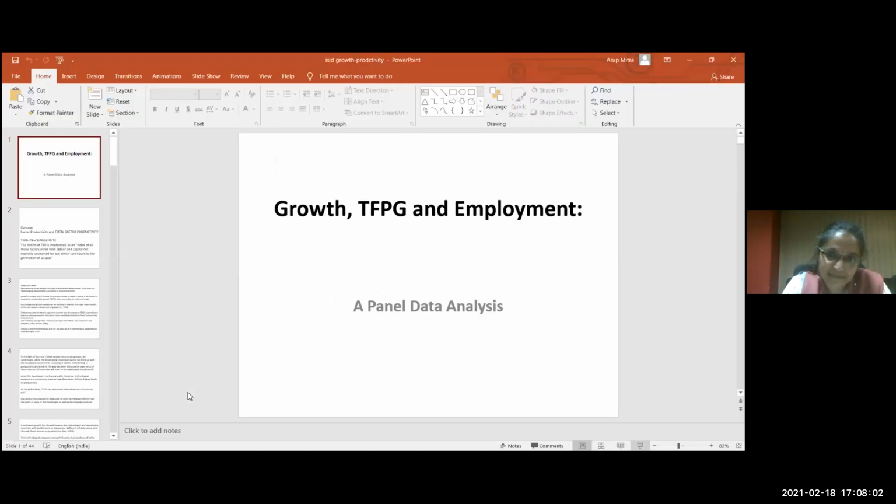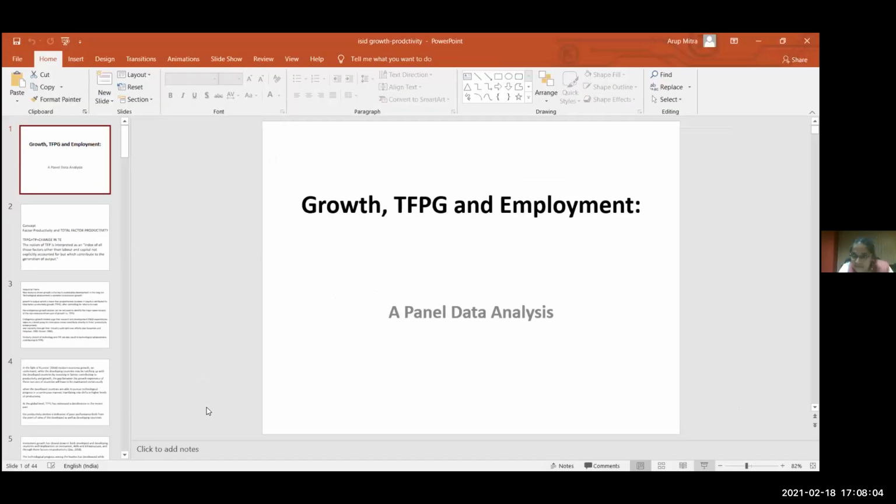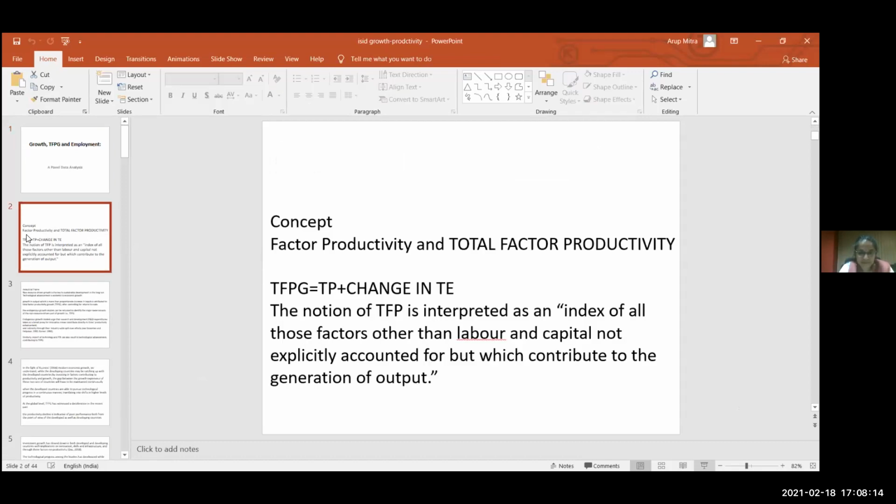So as I mentioned, I like to focus on growth, total factor productivity growth and employment, because I thought if I'm not covering the employment aspect, the story will be incomplete. So let me start with the concept of factor productivity and total factor productivity. As you know, factor productivity will be defined as the value added per labor, let's say. That's your labor productivity, or value added per capital is your capital productivity.